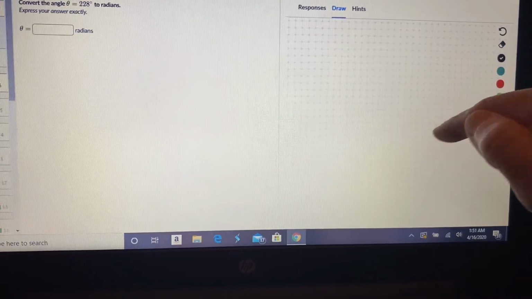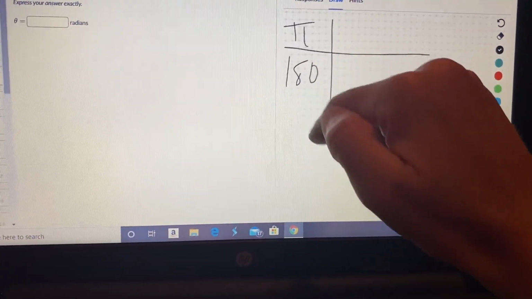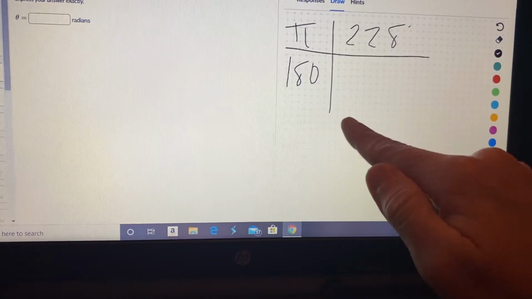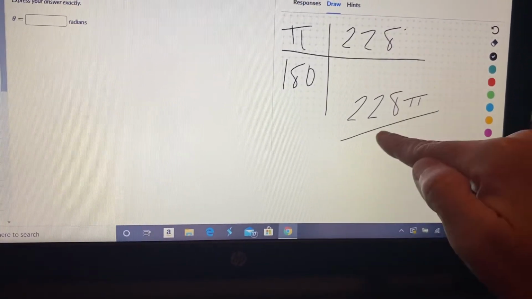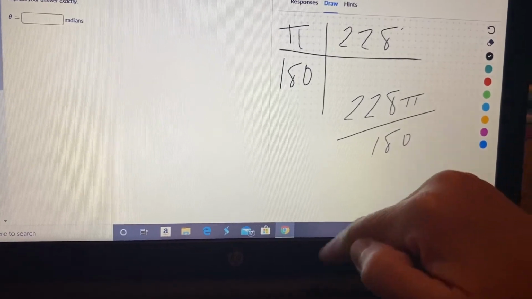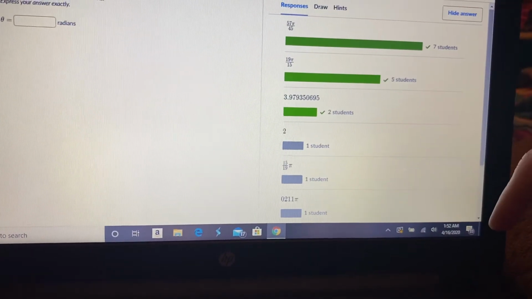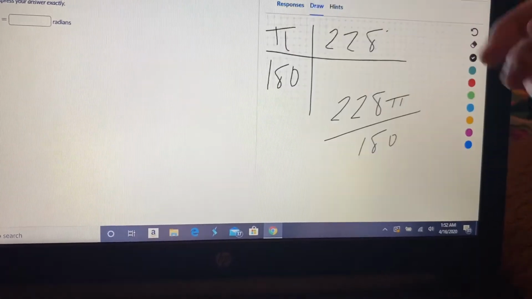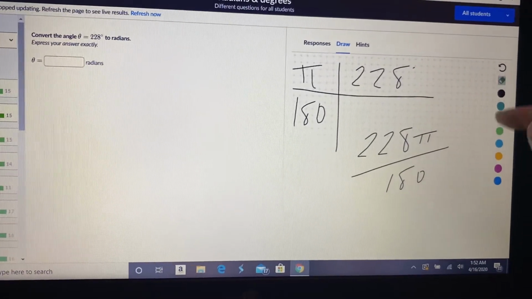Second most commonly missed, if you're going to radians, I need to put my pi on top. So pi radians is equal to 180 degrees. This time I've got 228 degrees. So my answer would be 228 pi over 180. And you can simplify that down to 19 pi over 15 would probably be the best option there. But I think you'll even take it in unsimplified terms.